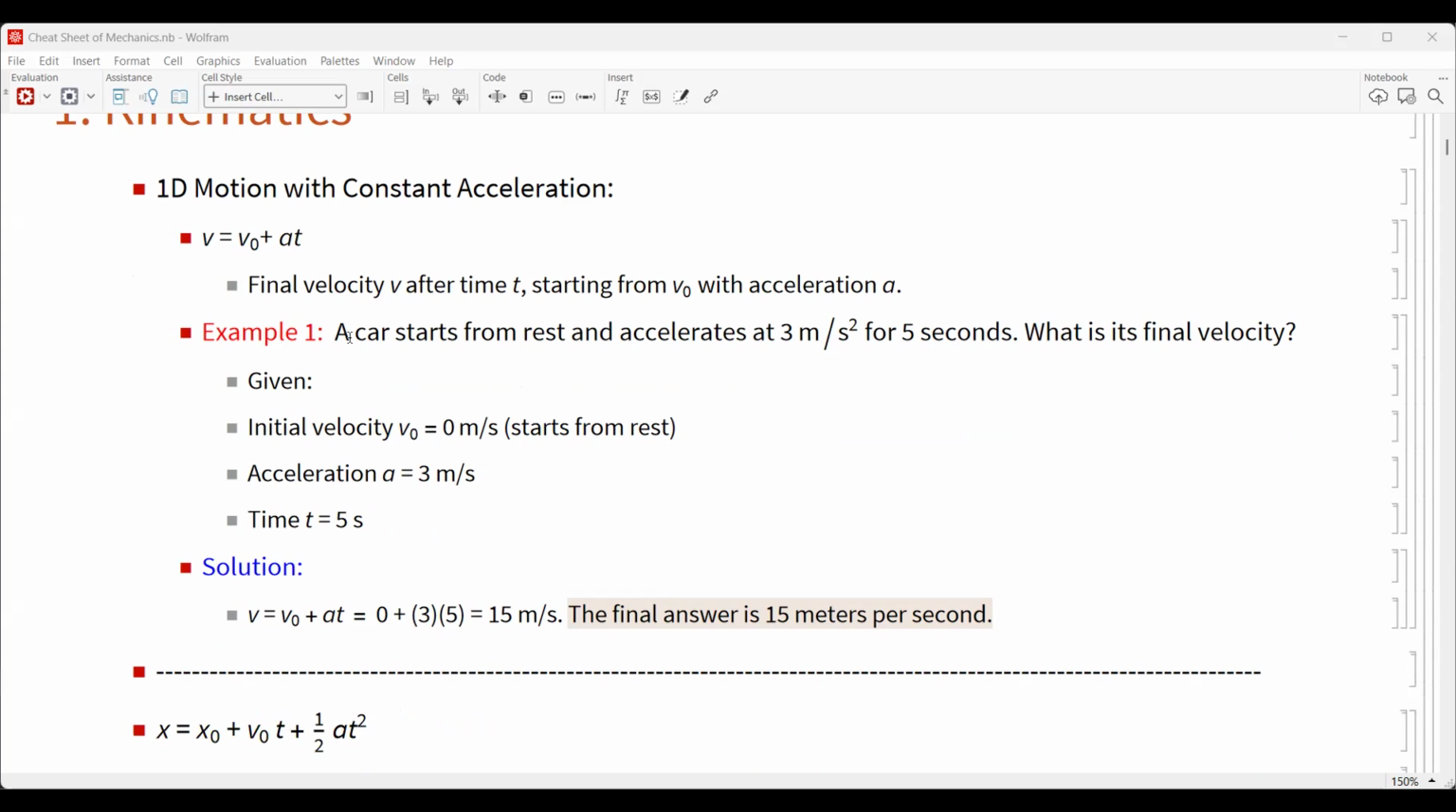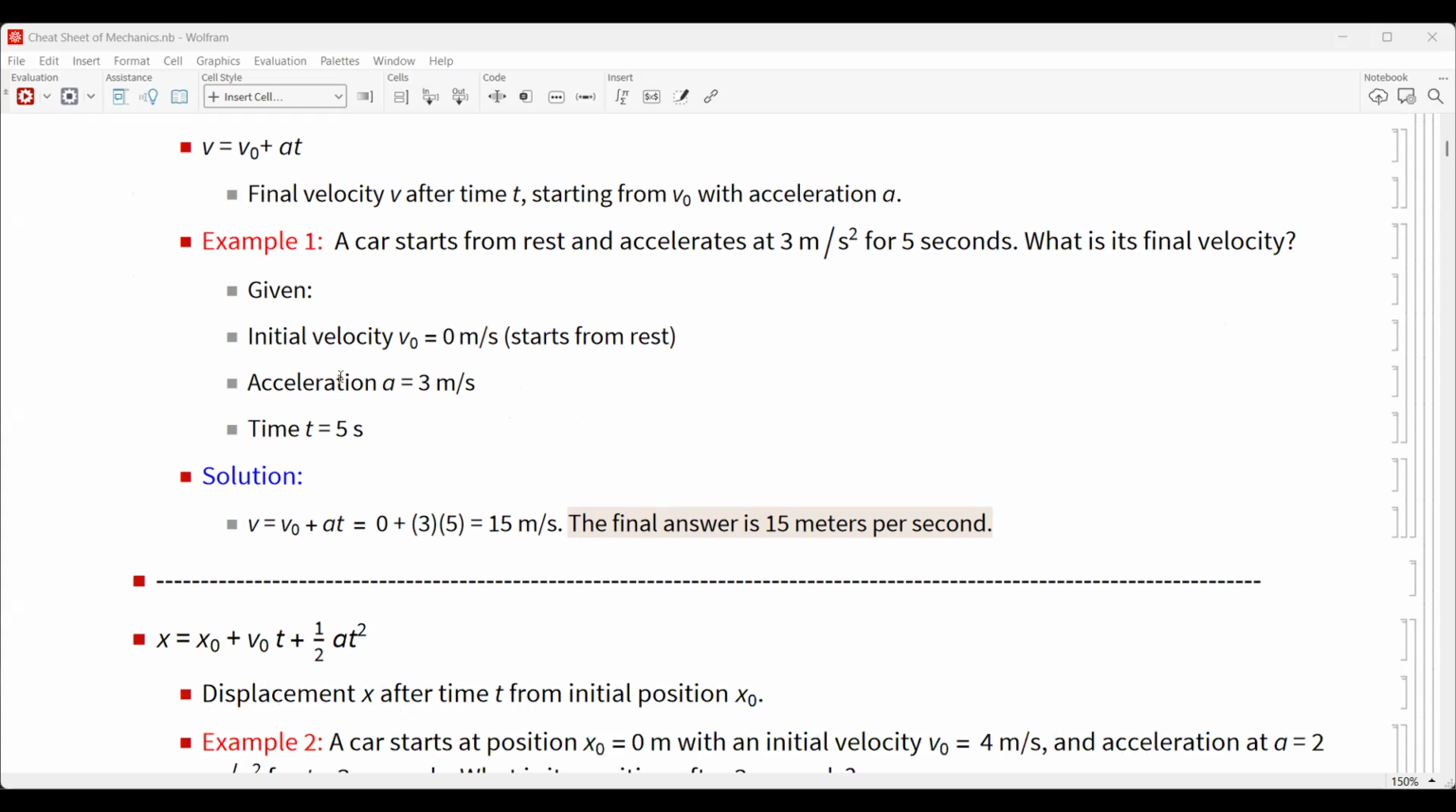For example, example number one: a car starts from rest and accelerates at 3 meters per second squared for 5 seconds. What is its final velocity? So we have the given here. Initial velocity is equal to 0 meters per second, start from rest. Acceleration is equal to 3 meters per second squared. The time interval is equal to 5 seconds.